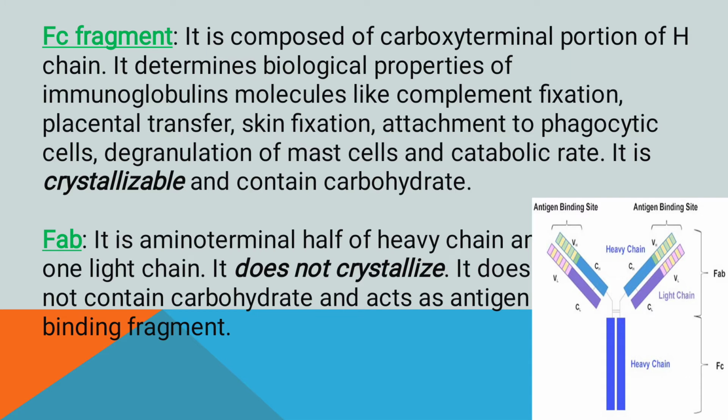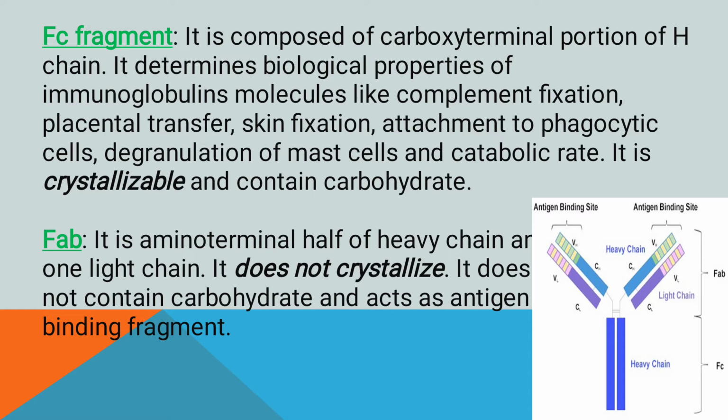So the Fc fragment is composed of the carboxy terminal portion of the heavy chain, and it determines the biological properties of immunoglobulins, like complement fixation, placental transfer, skin fixation, attachment to phagocytic cells, degranulation of mast cells, and catabolic rate. And this Fc fragment is usually crystallizable. It can be broken down into pieces when subjected to enzymes like papain and pepsin, and it also contains carbohydrate.